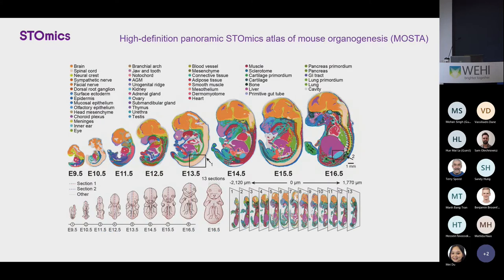We took all these 1 day time points from 9.5 to 16.5 days, and we generated a total of 53 sagittal sections. We applied Stereo-seq, and we first did bin 50 analysis, square bin analysis, and we're able to identify all the different tissue regions color coded over here, and then we're able to accurately recreate the developmental trajectory of these tissues across this time span.